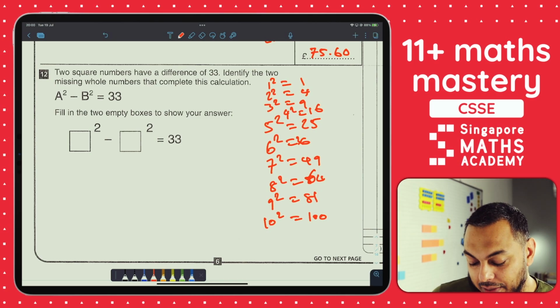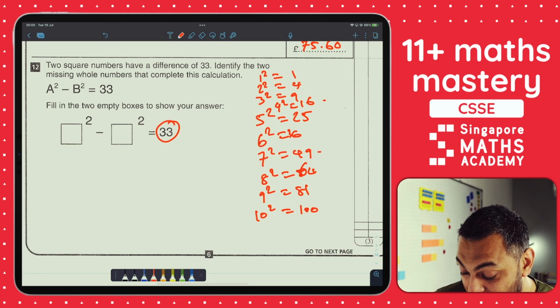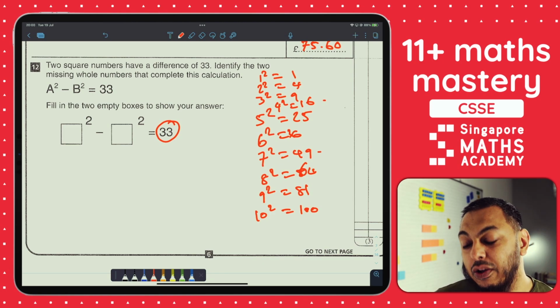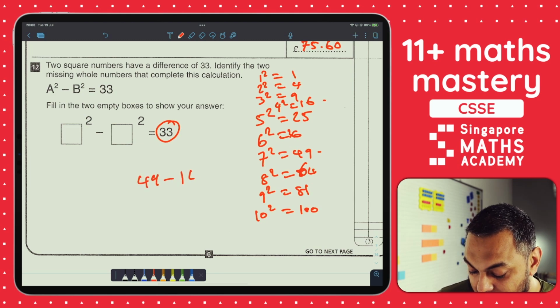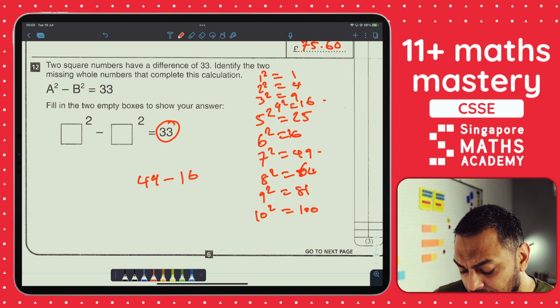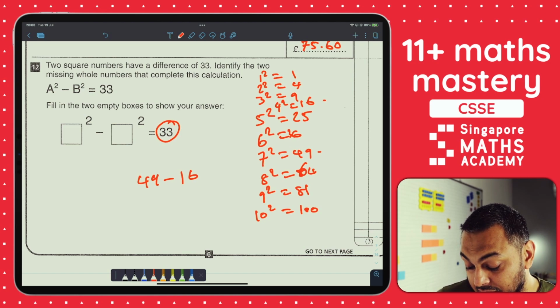So now we're going to think about which two square numbers give a difference of 33. So maybe it's 49 and 16. Is it 7 and 3? Could that be right? 49 take away 16. Or if I take 49 take away 10 is 39, take away 6. 16 is actually 4 squared, isn't it? Yeah. So 49 take away 16 is only 33.